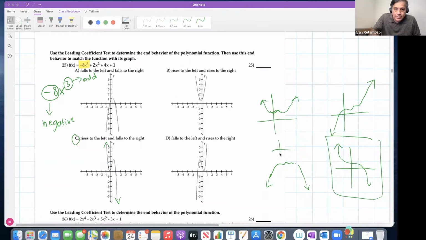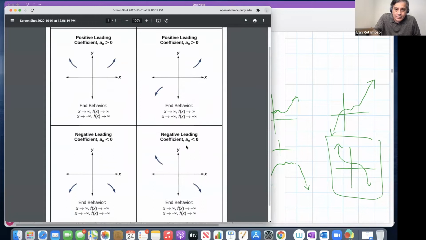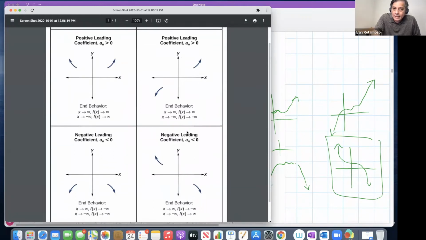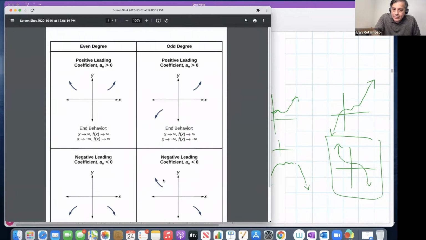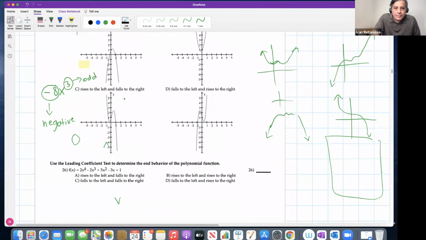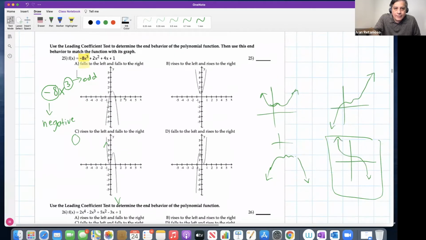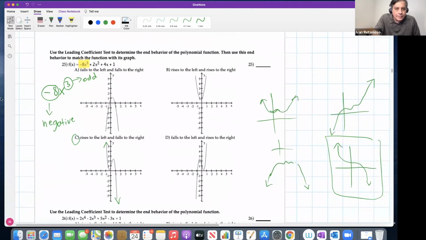If you want to use the sheet also, right? This is the one, for leading coefficient negative and for odd degree. So, same thing. Very good. All right, moving on. We're going to use this again. So let's try to do it again.